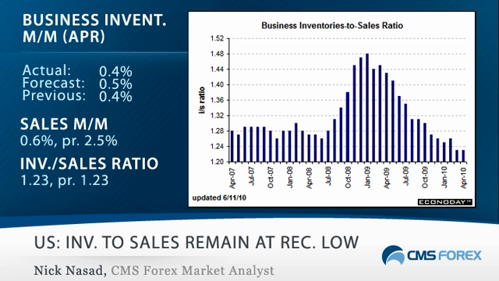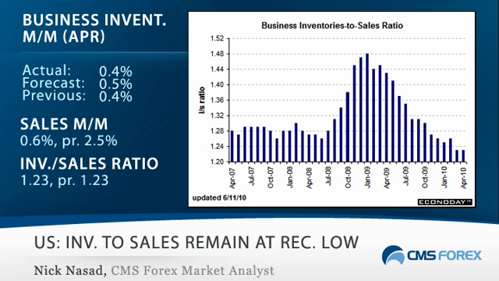The build in inventories continues to lag sales, no surprise given the lag time for production and still conservative business outlooks. Business sales rose 0.6% in April on top of March's 2.5% surge. The inventory to sales ratio held at a record low of 1.23, conclusive proof that businesses are reluctant to pay the costs for inventories.